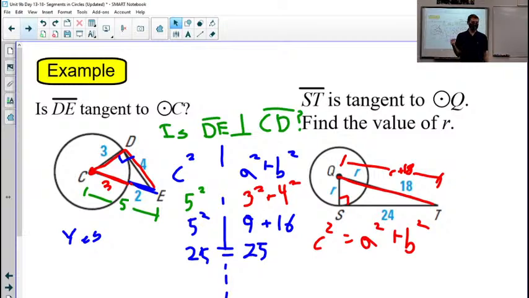I will stop because from there it gets more complicated than we're going to do. But in general, these problems are going to be using Pythagorean theorem. So be keeping an eye out for that.